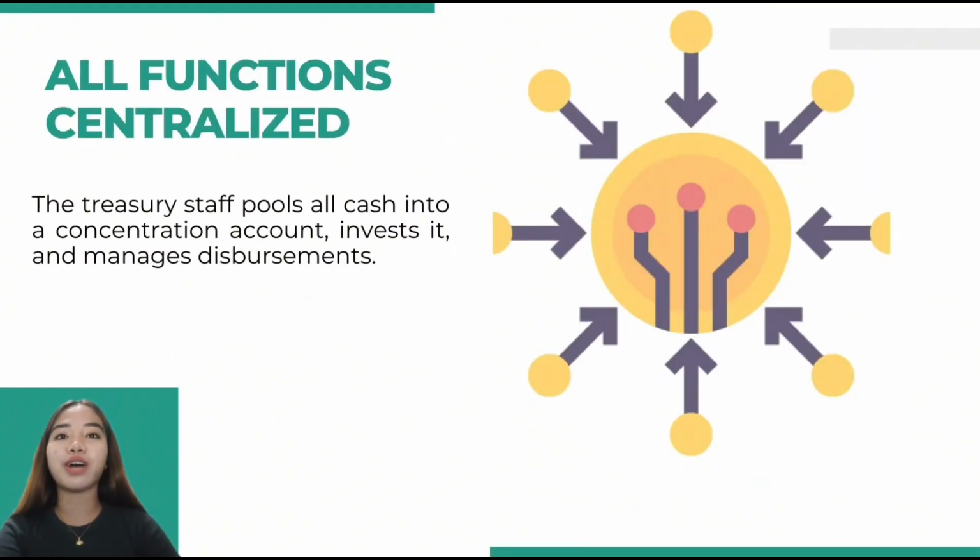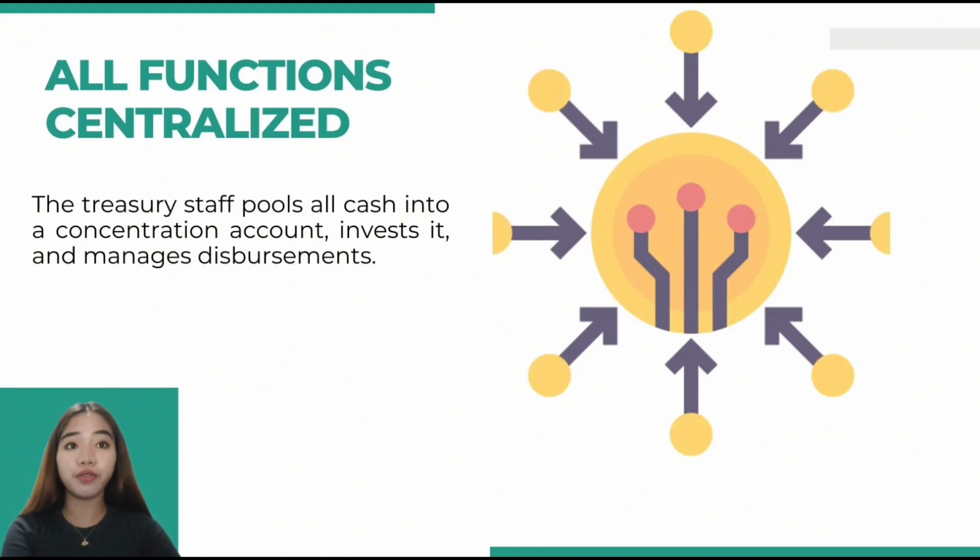Lastly is all functions centralized. So the treasury staff pulls all cash into concentration accounts, invests it, and manages the disbursements. This is an excellent structure for optimizing investment income and gives the treasurer considerable control over the accounts payable portion of the company's working capital. The larger companies usually follow this strategy but may not carry it through to cross-border centralization. Instead, they may centralize key currencies such as euros and dollars while allowing regional control over other currencies.